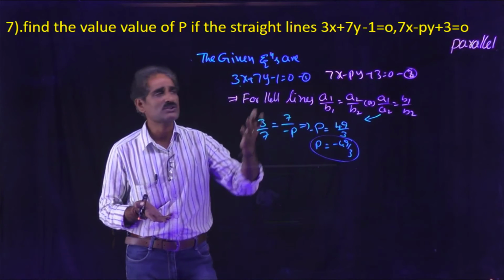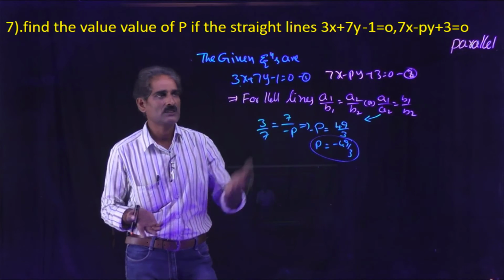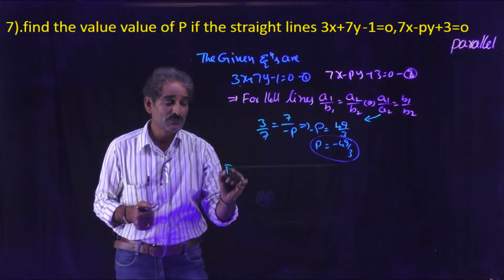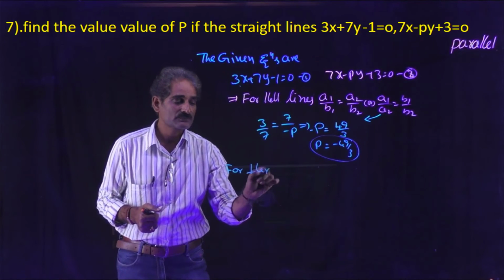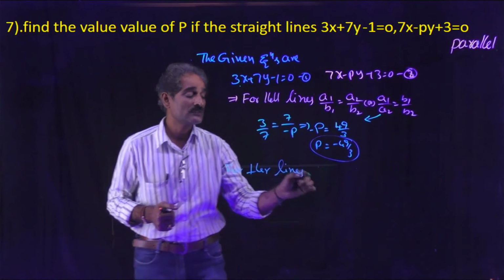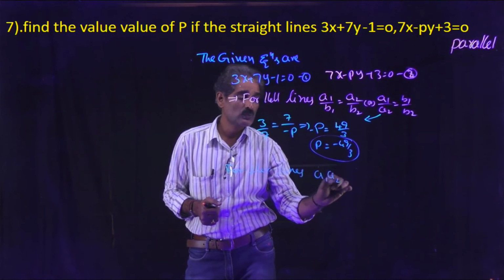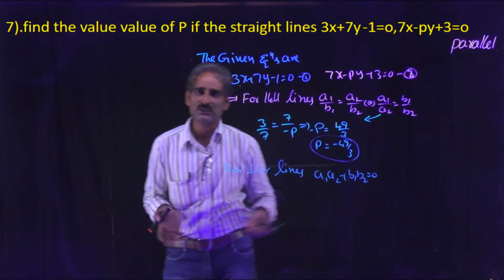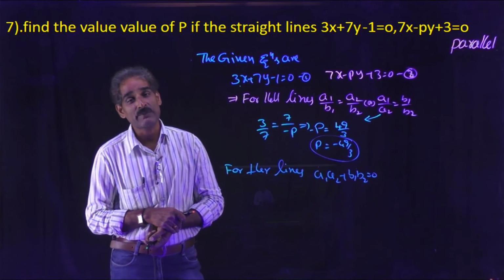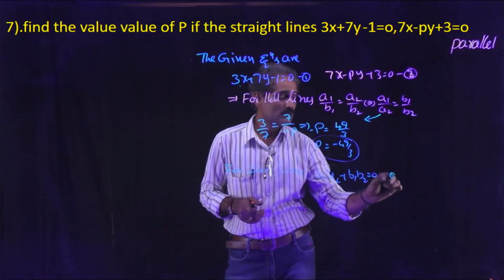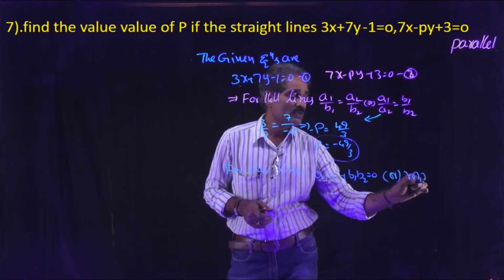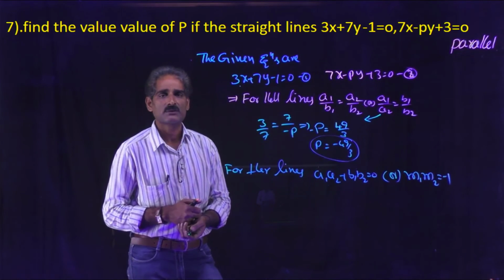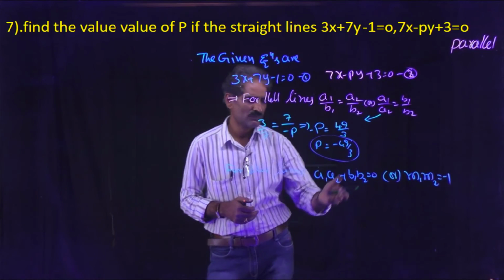Suppose these two lines are perpendicular, what is p? Just apply the condition. What is the condition for perpendicular lines? For perpendicular lines, a1 a2 plus b1 b2 equal 0. If the slopes exist, we can use m1 m2 equal to minus 1. You can use any one of these. Okay, see just one more example on this condition.